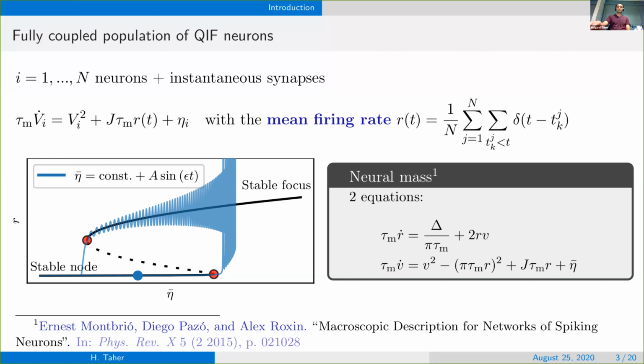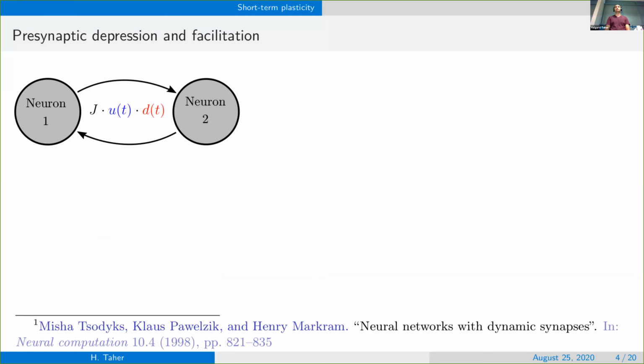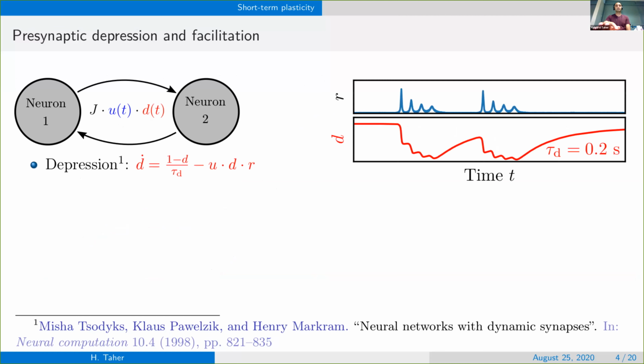Now we took this model and extended it to include presynaptic depression and facilitation. Presynaptic depression and facilitation refers to the fact that the synaptic strength between neurons is not constant in time. These time-dependent quantities U and D represent two different phenomena. The first one is depression. Depression means if a neuron fires, the synaptic weight towards other neurons becomes weaker.